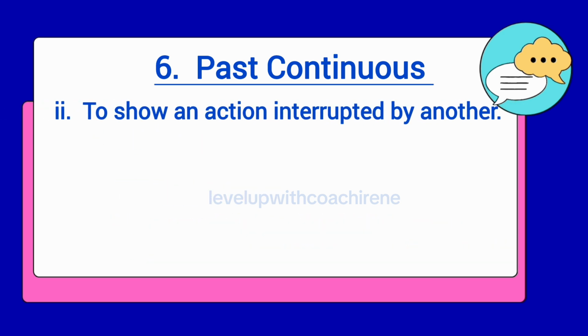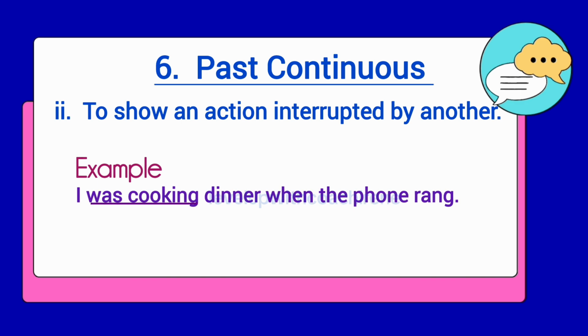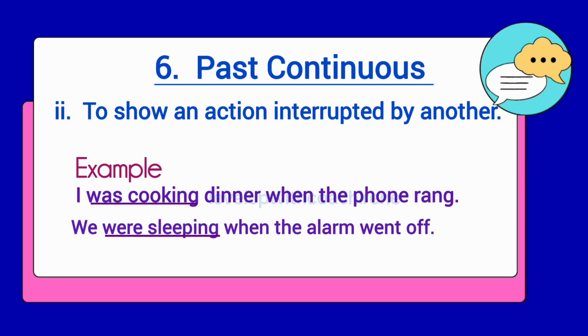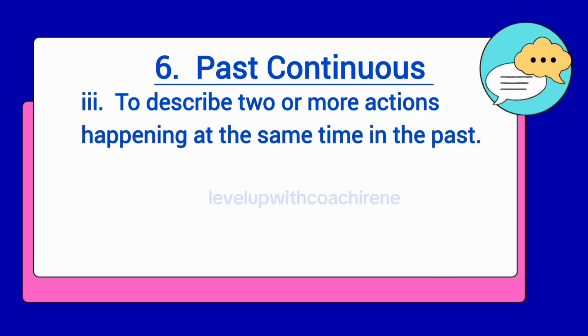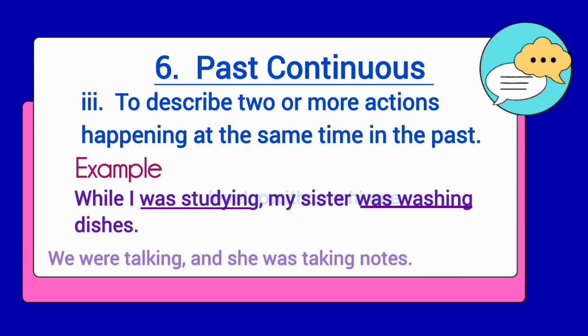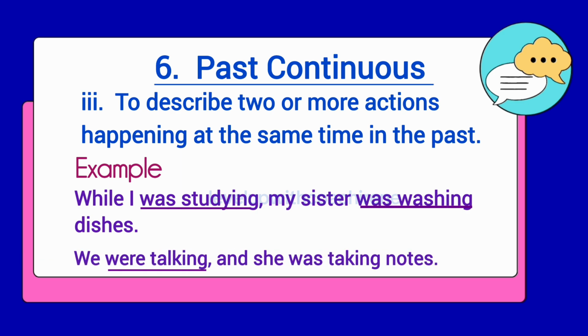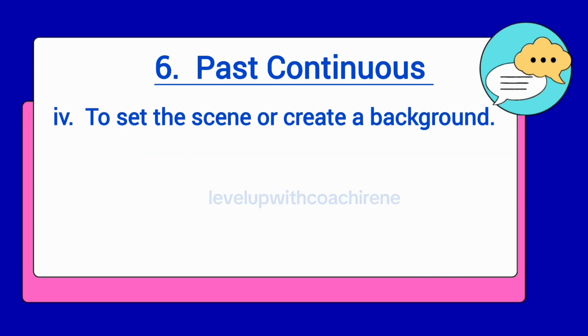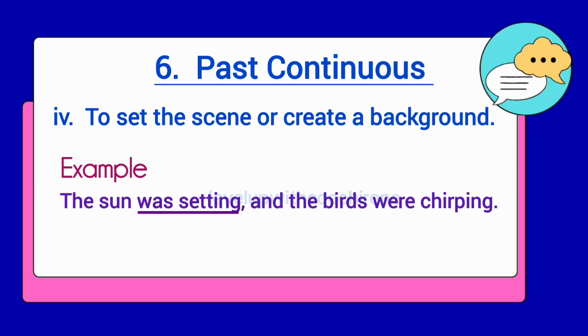Number 2, to show an action interrupted by another. I was cooking dinner when the phone rang. We were sleeping when the alarm went off. Number 3, to describe 2 or more actions happening at the same time in the past. For example, while I was studying, my sister was washing dishes. We were talking and she was taking notes. Number 4, to set the scene or create a background. For example, the sun was setting and the birds were chirping.